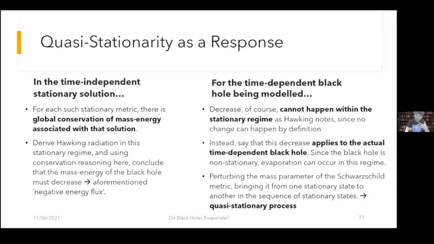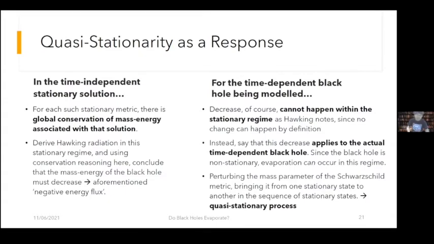So it seems like we can make this response a bit more concrete, at least in response to the dilemma. How do we resolve this problem of things either being stationary or non-stationary? We can think of it this way. In the time-independent stationary solution, in one step of the process, there is global conservation of mass energy in that solution. We can derive Hawking radiation in this solution, and using conservation reasoning here, conclude that the mass energy of a black hole must decrease. So there's a negative energy flux there. But this single solution is stationary, so change can't happen in this solution itself. The decrease must happen outside of the solution somehow. It applies to the actual time-dependent black hole being modeled by this quasi-stationary process. So since the black hole is non-stationary, evaporation can occur in this regime.